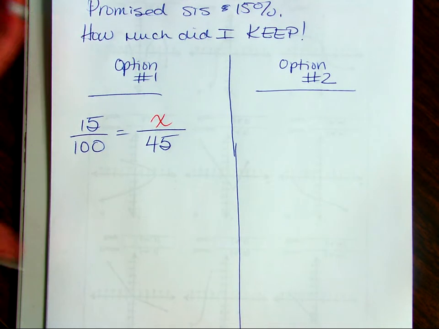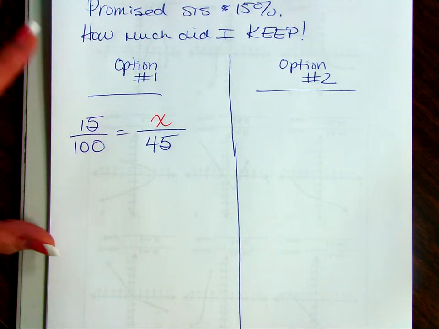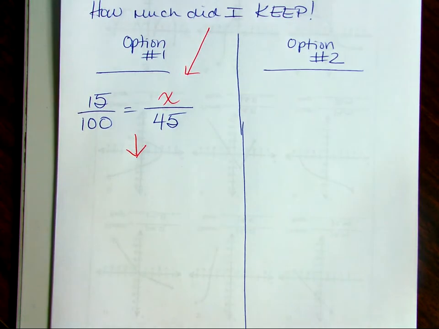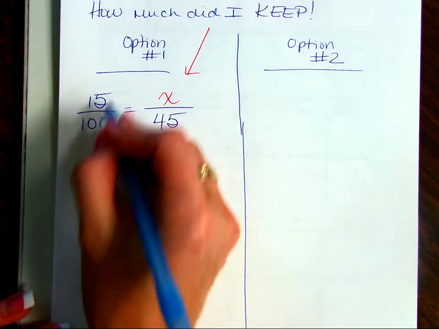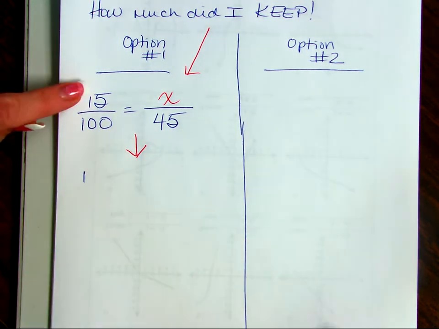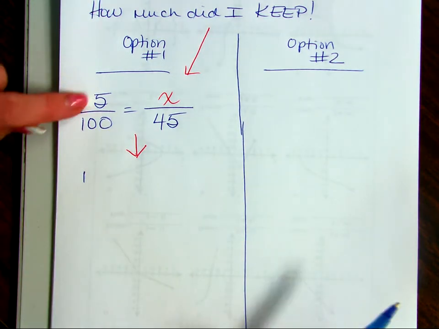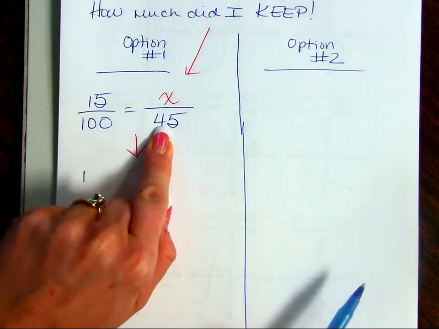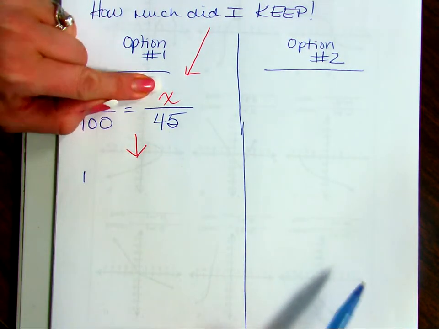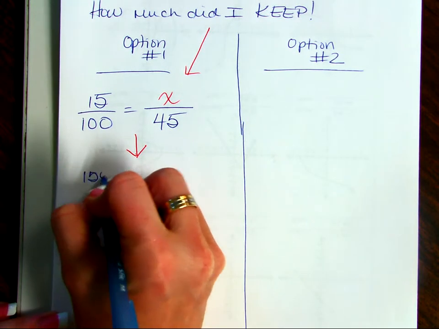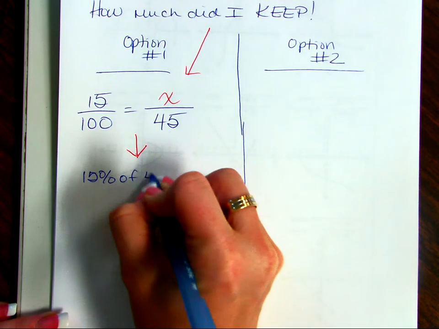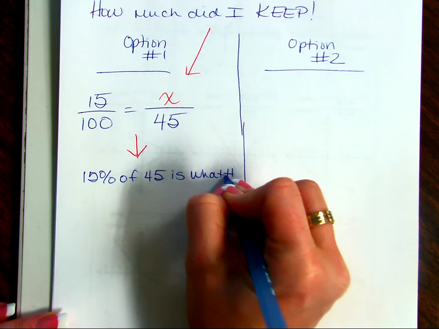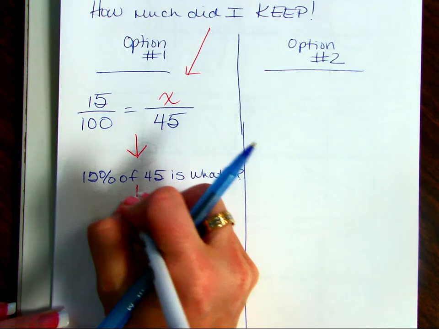So, what sentence would this create? This would create what sentence, Alyssa T? Yep, awesome. You guys are getting it. See how, watch where I'm pointing to. 15% of 45 is what number? Great. So 15% of 45 is what number? And once we have the equation, we can do what with it?